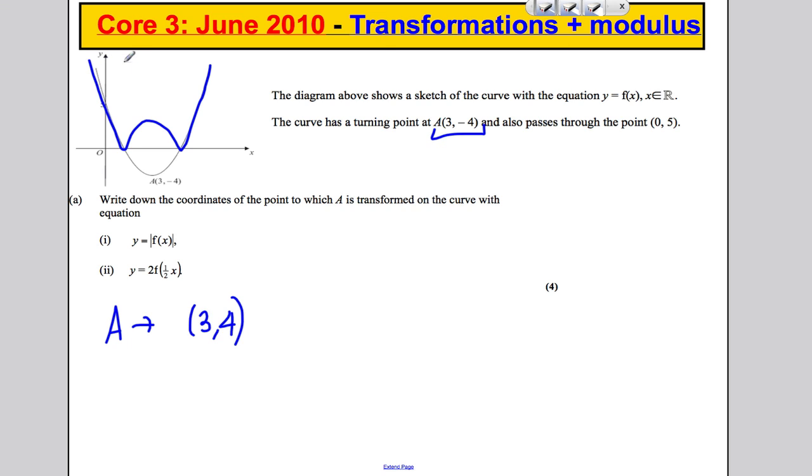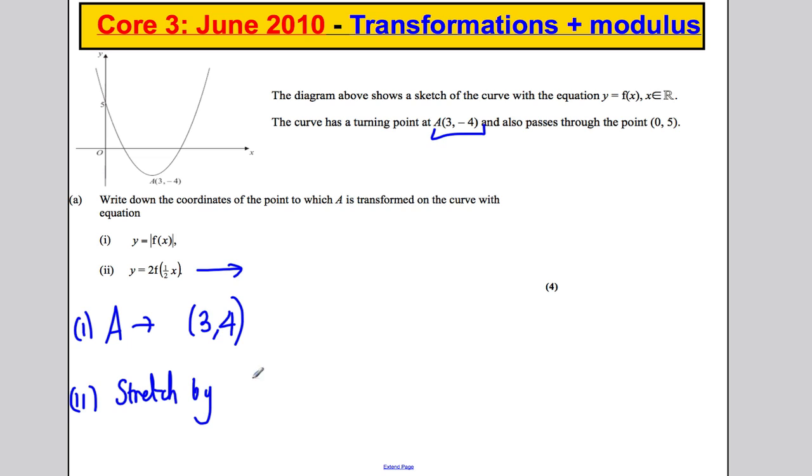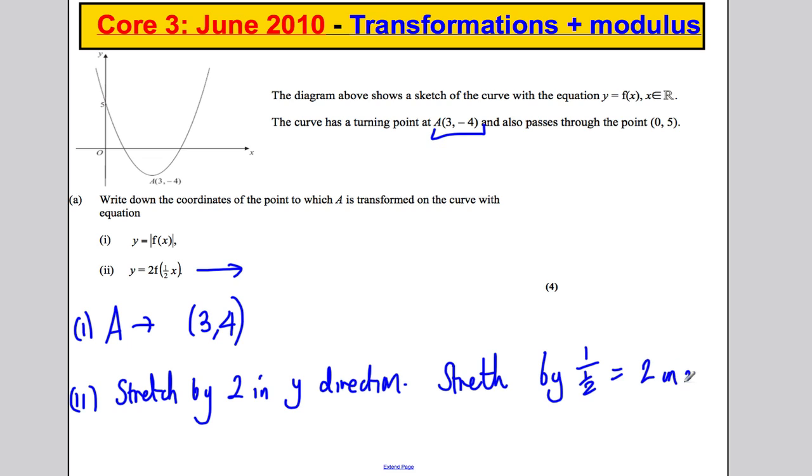Next part, where would A be moved to after that transformation? That's part 1. What about part 2? Now remember, there is a stretch in the y direction by 2, and then there is a stretch by 1 over a half, which is 2, in the x direction. One is inside, one is outside, order doesn't matter. So here, in any order, I'll write 2 here, this is a stretch by 2 in y direction, and this is a stretch by 1 over a half, which is also 2, in x direction.